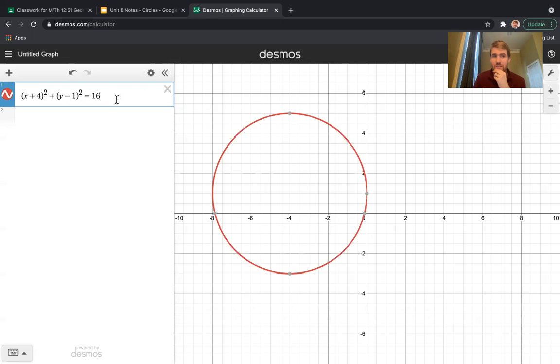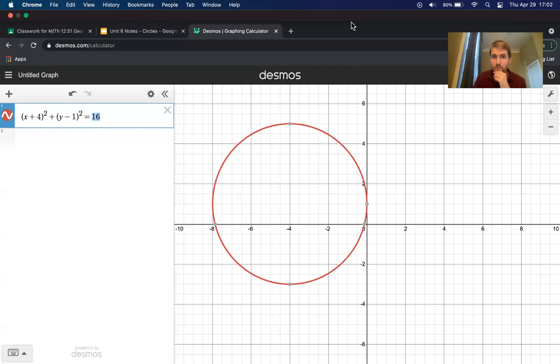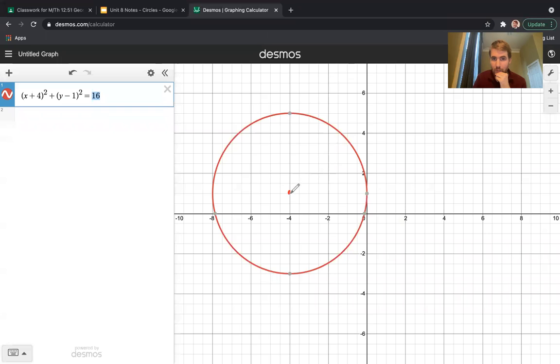This is very cool because the different pieces of the equation represent different parts of the circle. Whatever it is equal to represents the radius of the circle squared. So right now, the radius of the circle is 4, right? It starts from -4 all the way to 0. That's 4 units.